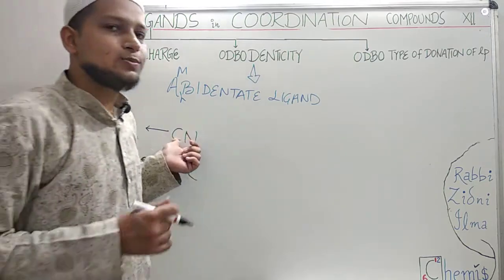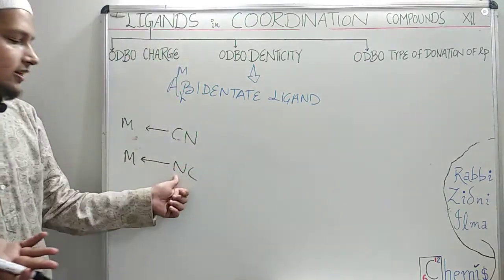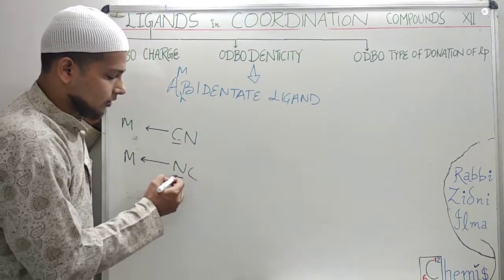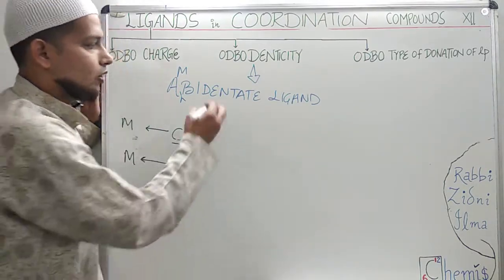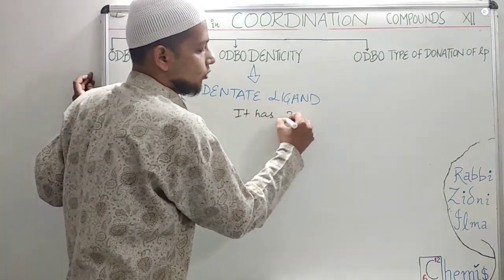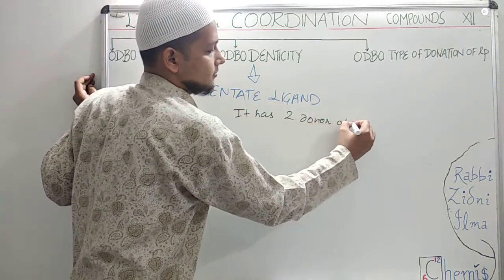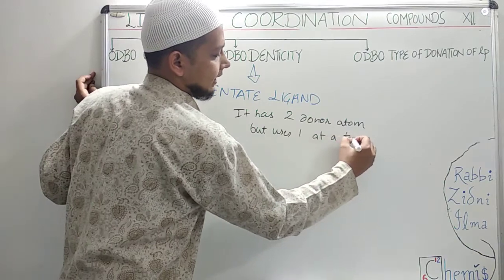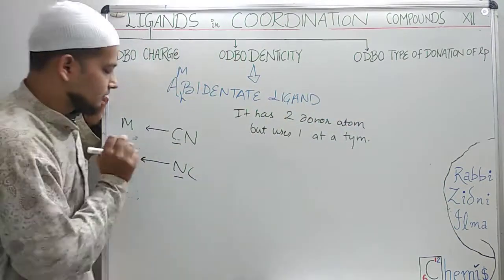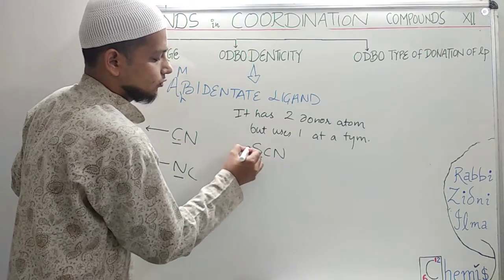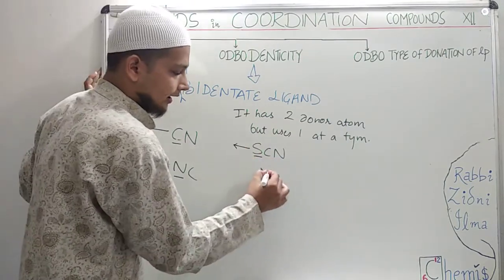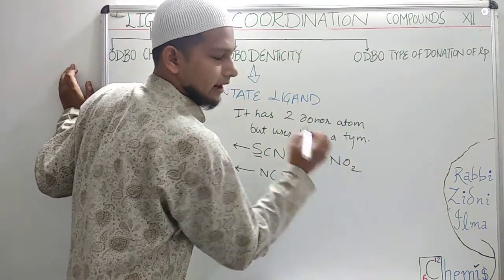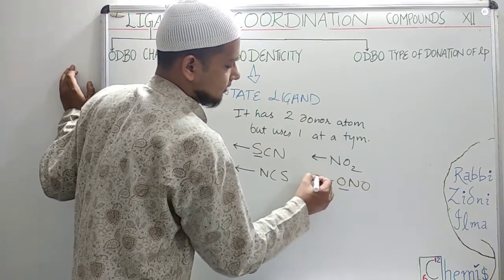If carbon is used, then the species is cyanido. If nitrogen is used, it is isocyanido. But it will use carbon or nitrogen, not both at a time, only one at a time. So ambidentate has 2 or more donor atoms, but uses one at a time. Same goes with SCN. Whether you want to bond with sulfur or nitrogen can also be a good donor. Same is the case with NO2, nitrogen, or ONO, that is our oxygen.